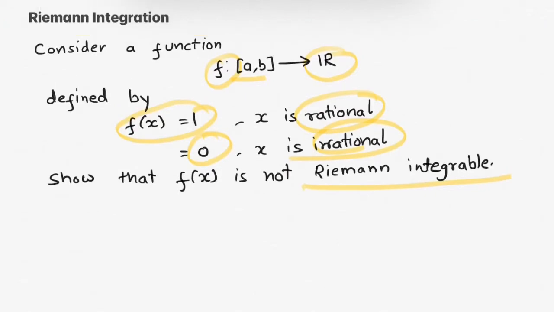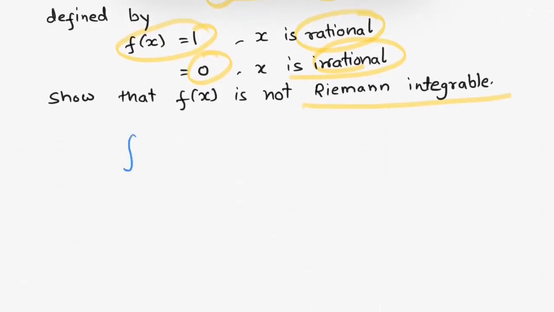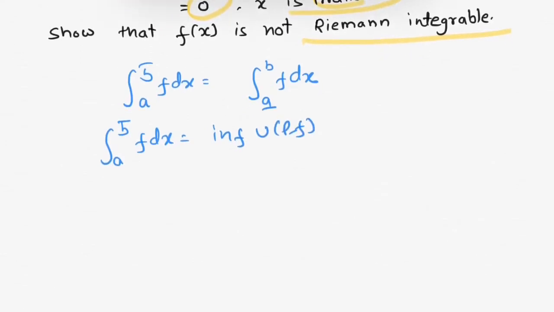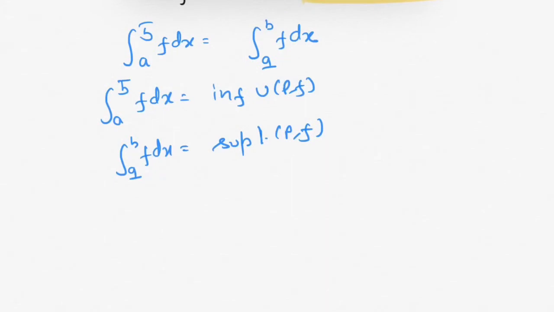We know that f will be Riemann integrable if the upper Riemann integral equals the lower Riemann integral. And this upper Riemann integral equals the infimum of the upper Riemann sum U(P, f), and this lower Riemann integral equals the supremum of the lower Riemann sum L(P, f). So first we have to find the upper Riemann sum U(P, f) and the lower Riemann sum L(P, f).